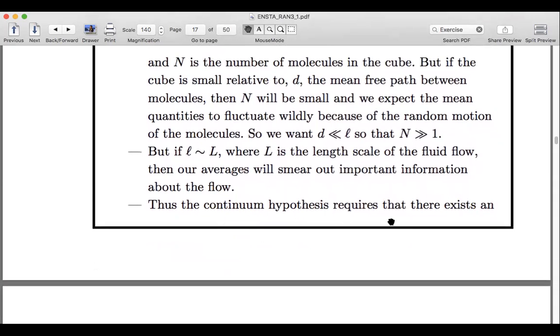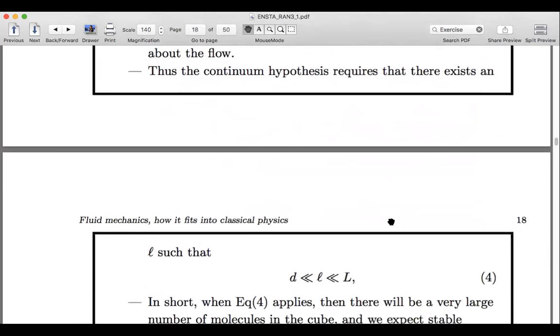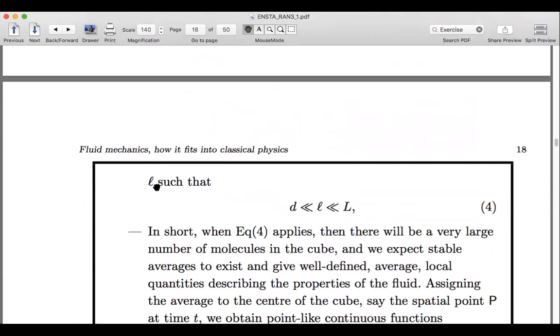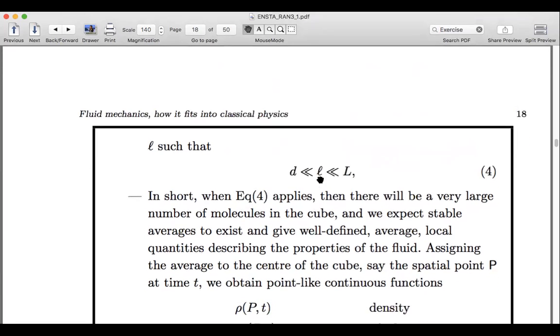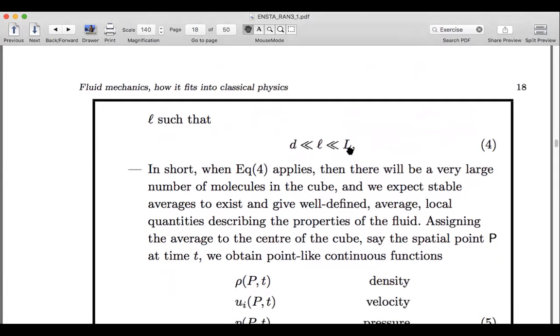So the continuum hypothesis requires that there exists some length scale L intermediate between the mean free path, D, and the length scales of interest in the particular application. We don't actually have to calculate L or use L, we just have to know it exists. So we have to know that the mean free path is much, much smaller than the length scales of interest.